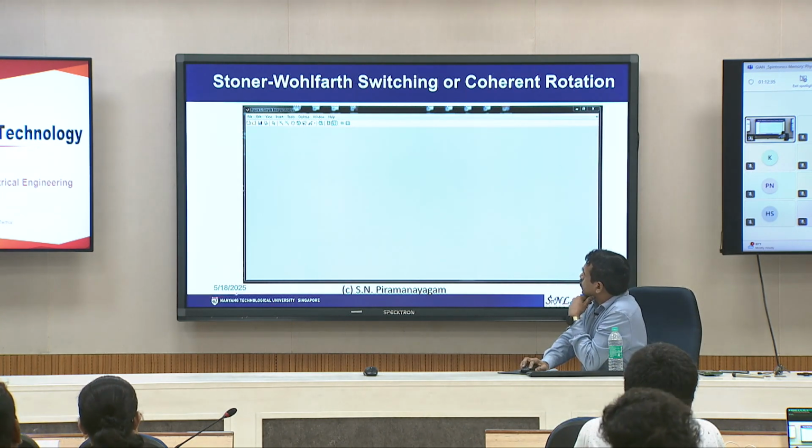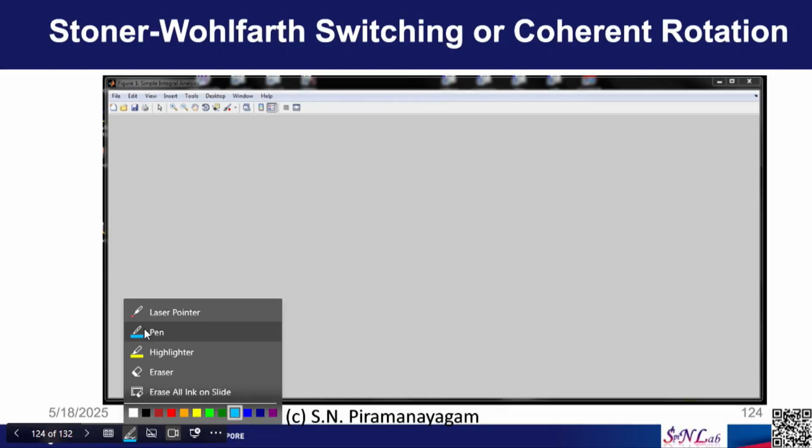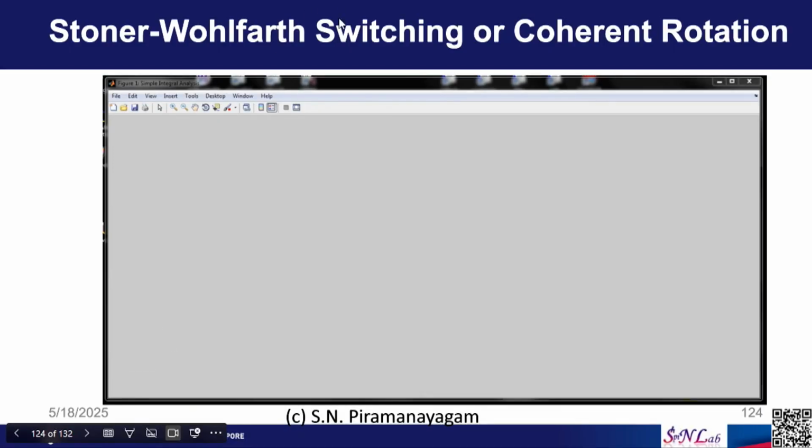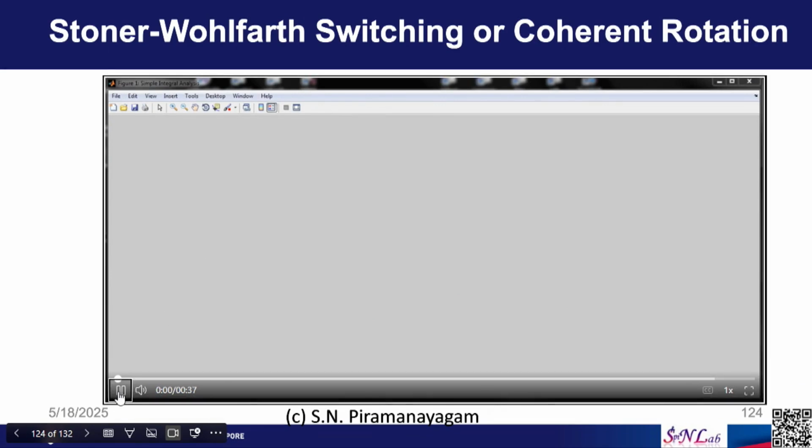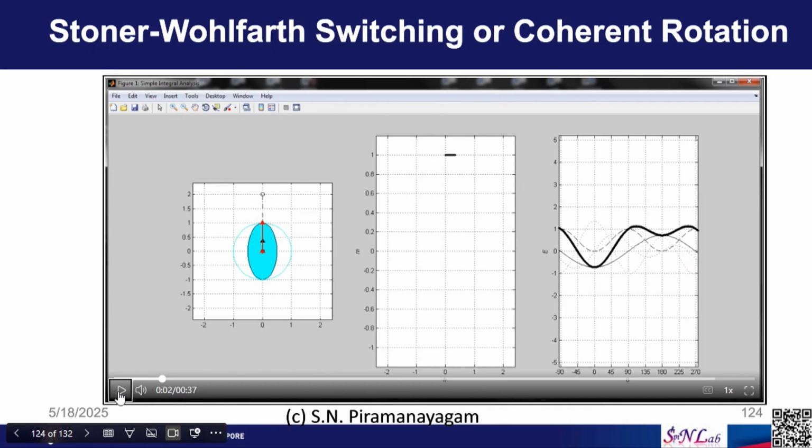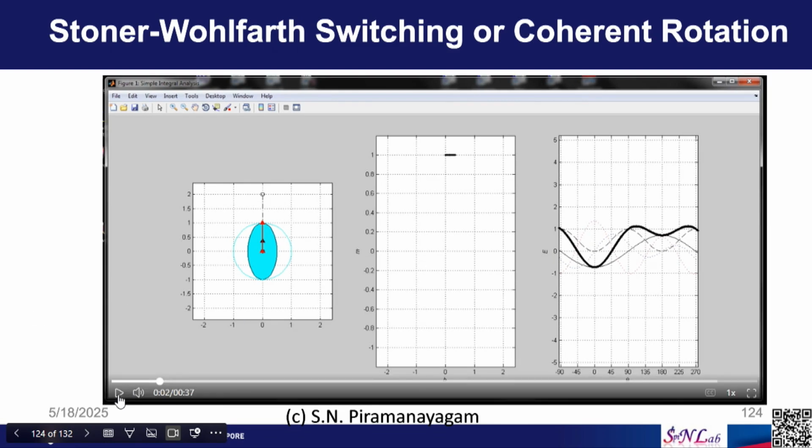Here I tried to show how the switching will happen. This is a video. Many things happen in this picture. Here we have magnetization and the field. If you look at this particular image, you will see the magnetization and the field. Here you will see the energy landscape, and here you will see the hysteresis loop. All aspects of Stoner-Wohlfarth are summarized in this video.